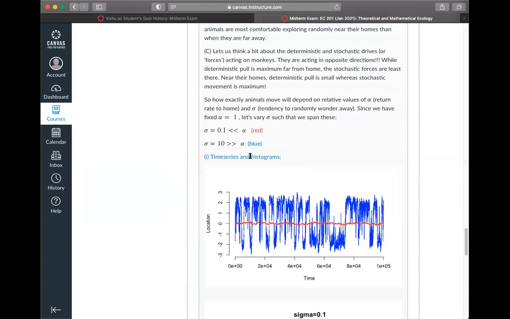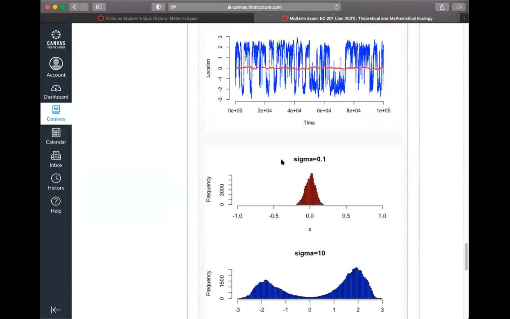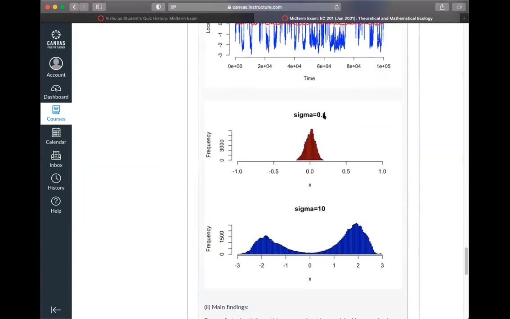Which is why I had also asked you to plot the histograms. Histograms show something very, very interesting. So if you look at sigma equal to 0.1, a small amount of noise, where are animals most likely found? They're all found near 0, right?